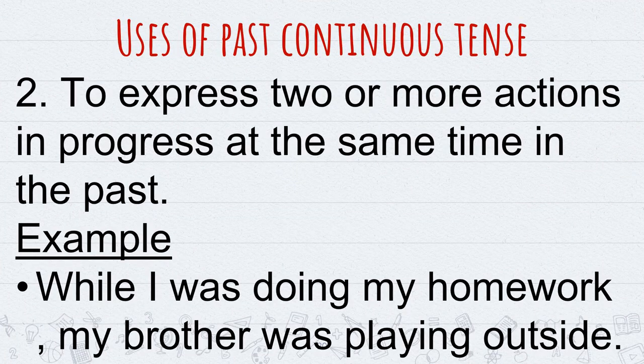The second use of past continuous tense is to express two or more actions in progress at the same time in the past. For example, while I was doing my homework, my brother was playing outside. Here in this sentence, I am expressing two actions that were in progress at the same time. At one time, I was doing my homework while my brother was playing outside.